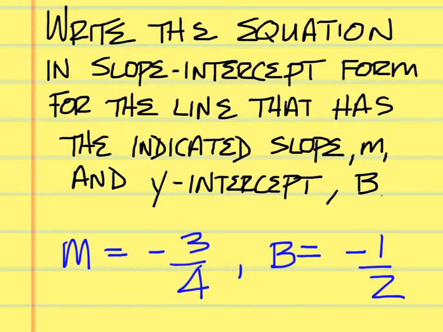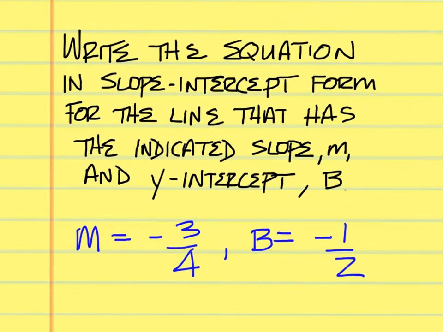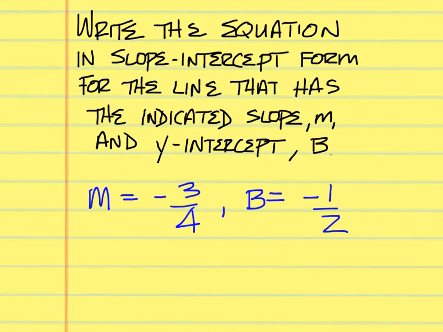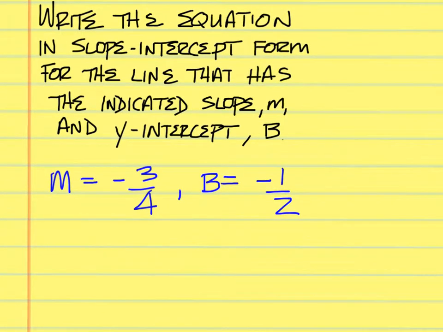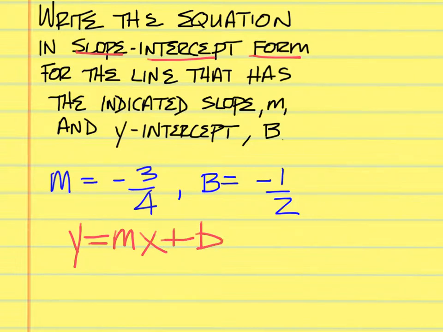Write the equation in slope-intercept form for the line that has the indicated slope, m, and y-intercept, b. I'll leave that on the screen so you can see it, but still be able to write underneath. This is the general form of slope-intercept form: y equals mx plus b. So in this problem, you simply have to plug in negative 3/4 for m and a negative half for b. So you would have y equals negative 3/4 x minus 1/2.